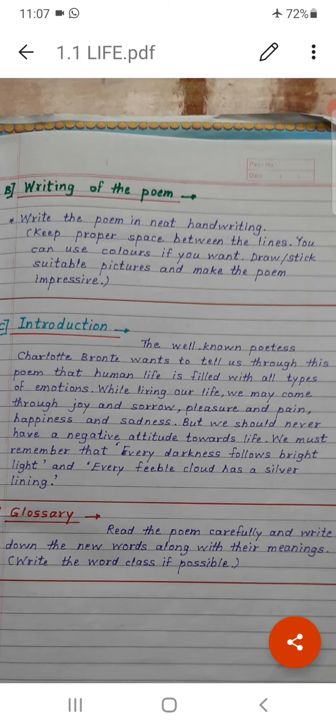Next thing is introduction of the poem. Here, introduction is given to you. You have to write the same introduction in your notebook.